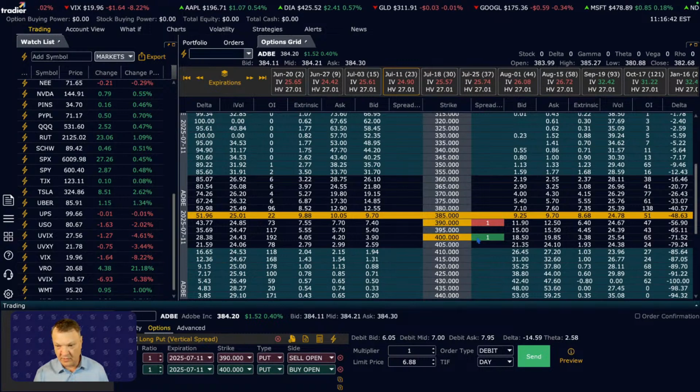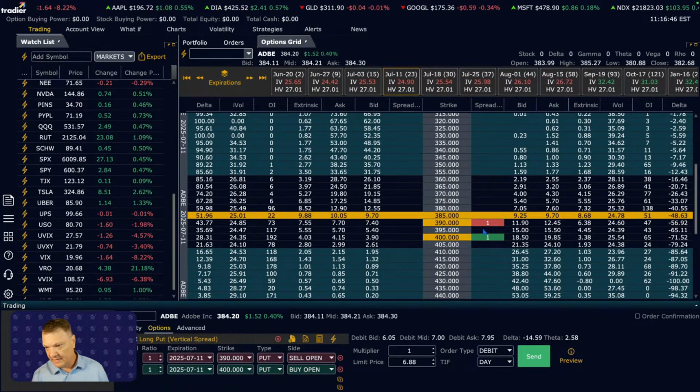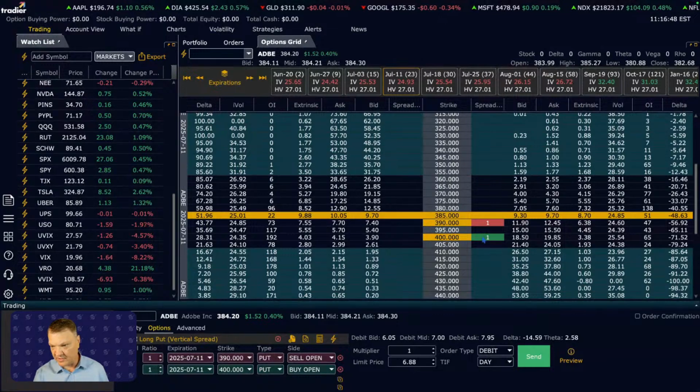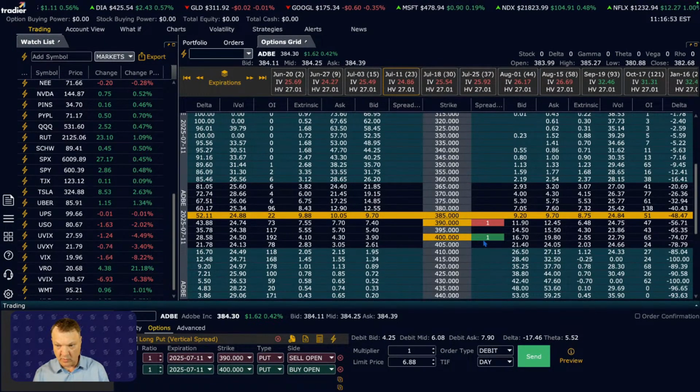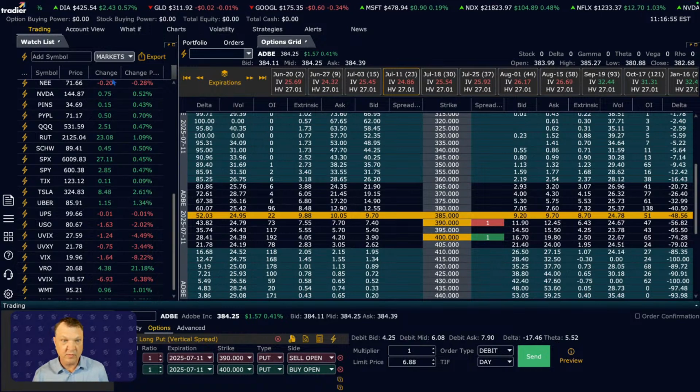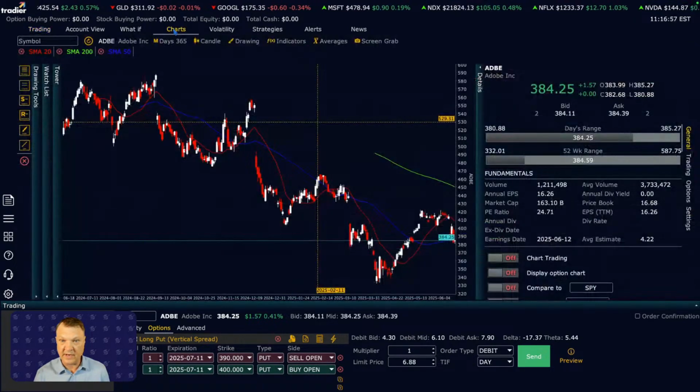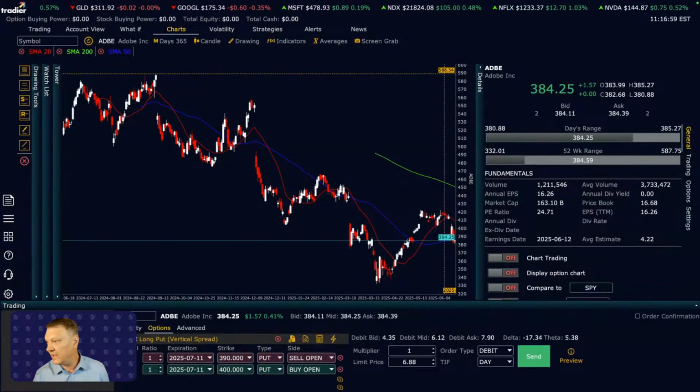Now, I don't want to do this just yet. This is a fairly expensive adjustment to do on the trade, but we will come back and we'll look at it on Friday, and if we need to, we'll look to set that up. All right, so let's look at another trade for the day.